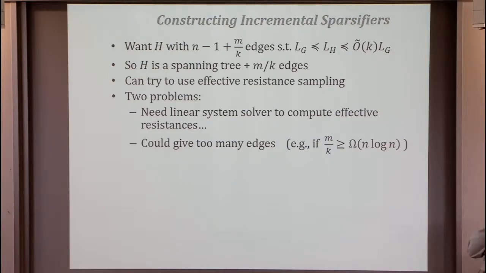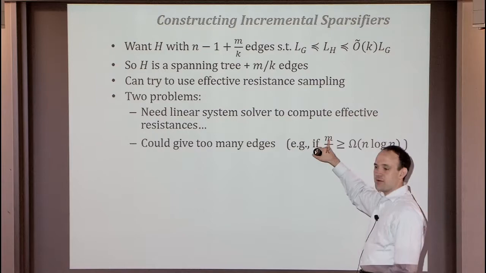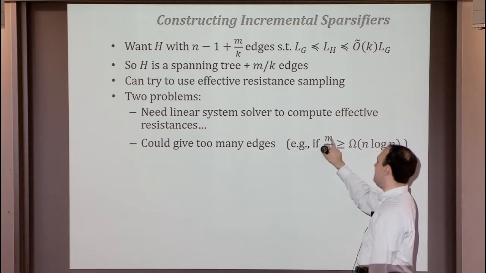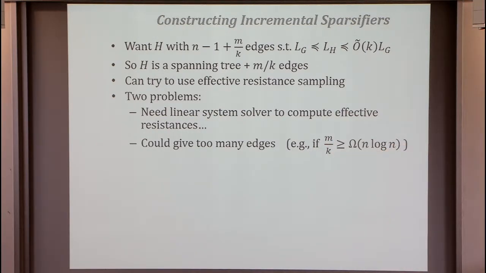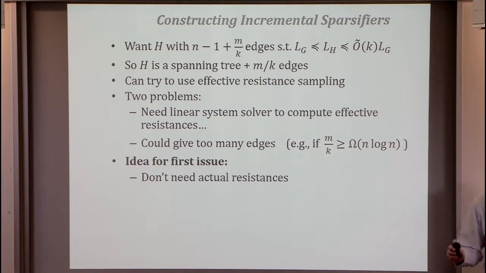The reason it doesn't give the right answer is exactly the question you were asking a few minutes ago, which is that graphs don't have to be sparse. If m is big, then m over k is possibly much bigger than n, and this didn't help us at all. To deal with the first issue, we're not going to use the resistances, we're just going to use a bound on them.